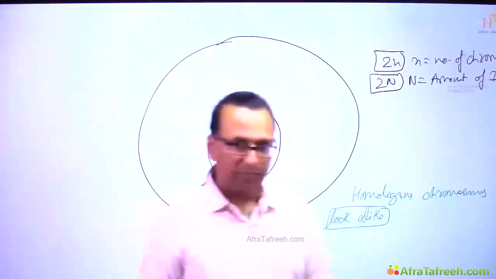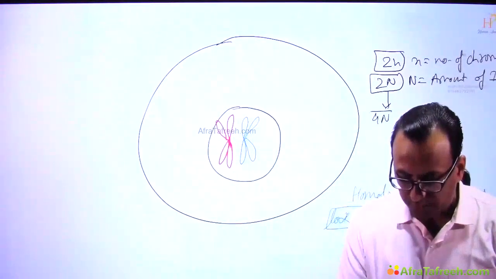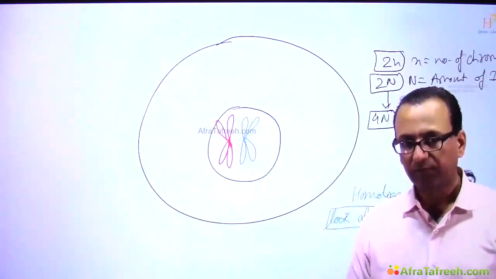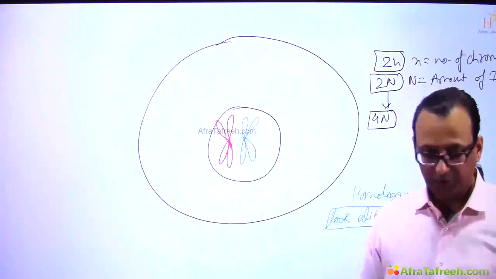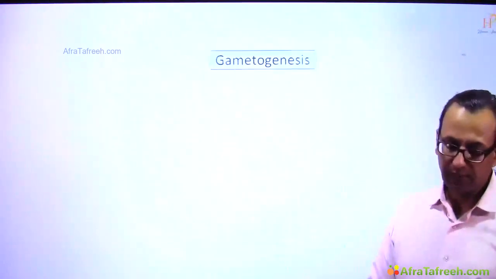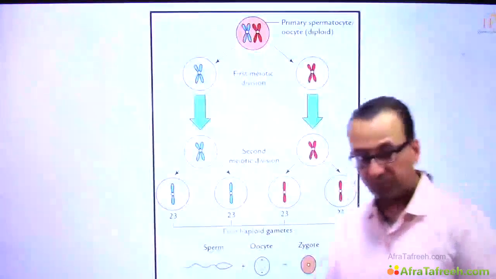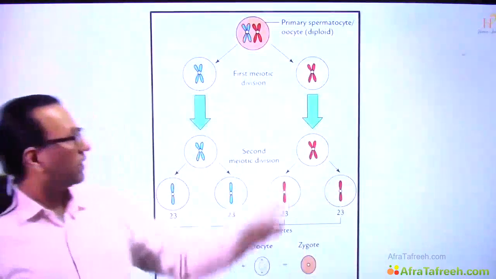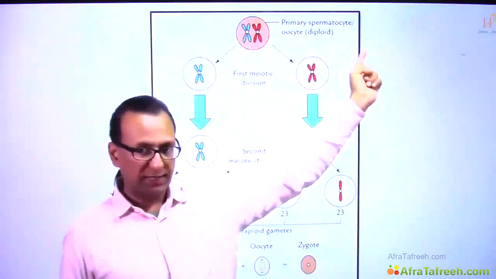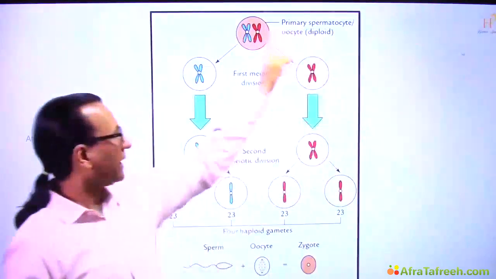So 2N would have become 4N. So that 2N becomes 4N before the cell divides. And why does that happen? Let us see the details. You will notice that when you are talking about gametogenesis, which is formation of the gamete, there is a primary gametocyte, which could be a sperm or oocyte, which is diploid. And then it is dividing.